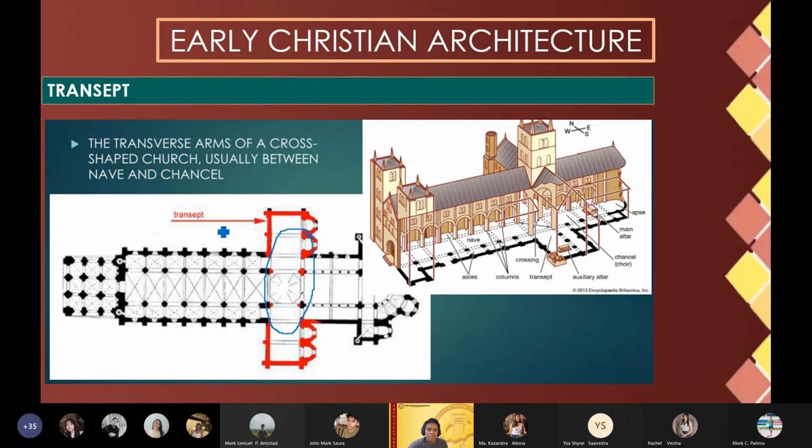So bema is just when you have a rectangular plan in your church, that part here is the bema, but when you have a cruciform type of plan for your church, it will now be called transept. Okay, so hopefully you differentiated the difference between the transept and the bema.